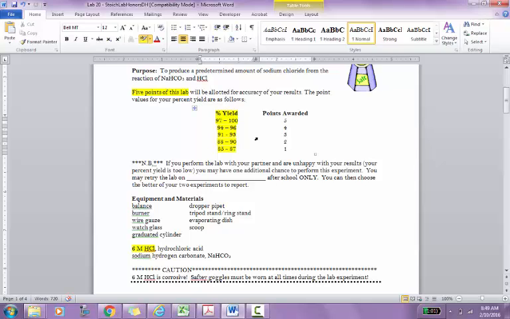That's a high percent yield. In other words, it's the opposite of percent error. So what we're looking for is really low percent error, which translates into a high percent yield. And I'm giving you a range here so you know what you're shooting for. Anything above 97%, you get 5 out of 5 points. Anything between 94 and 96, you get 4 points, and so on.